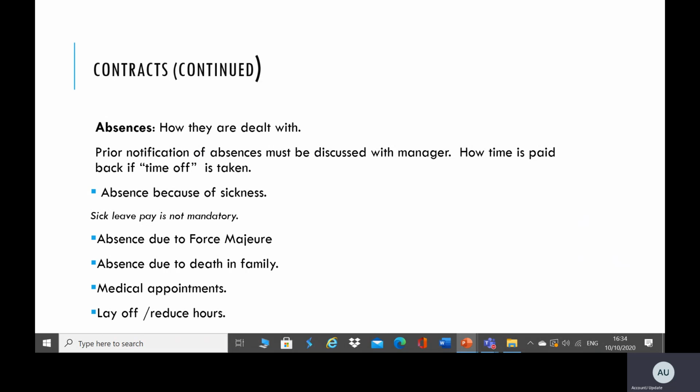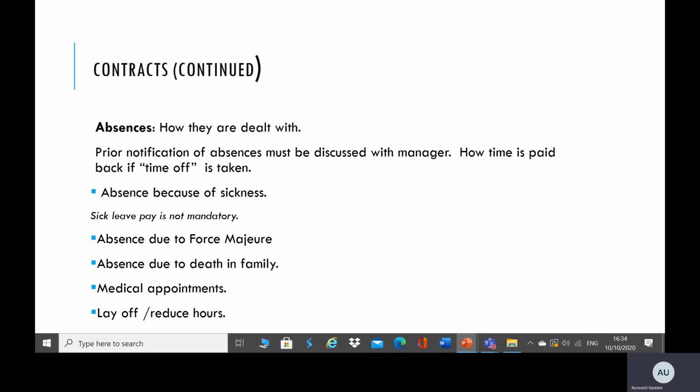How time is paid back if time off is taken. That would be an agreement at the time. Do you want to pay it back by working off the hours you've taken, by staying on an extra hour for so many days? Do you want it to be taken out of your holiday pay, or do you want to be deducted from your weekly wage?